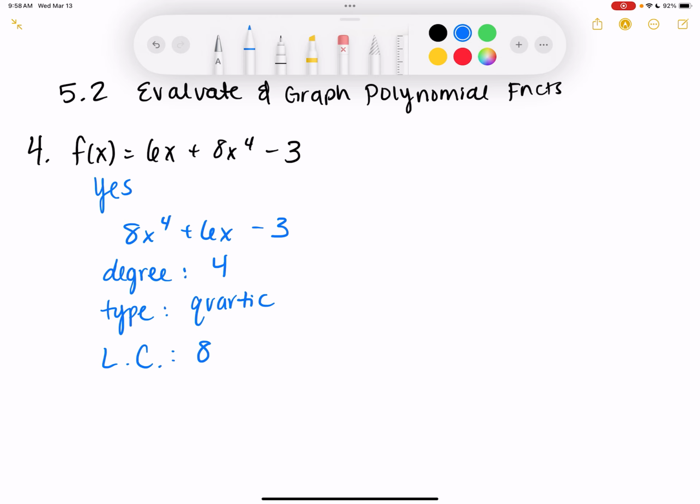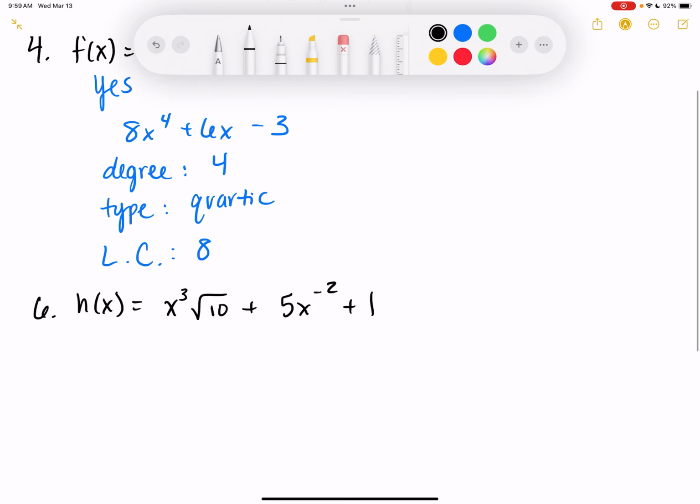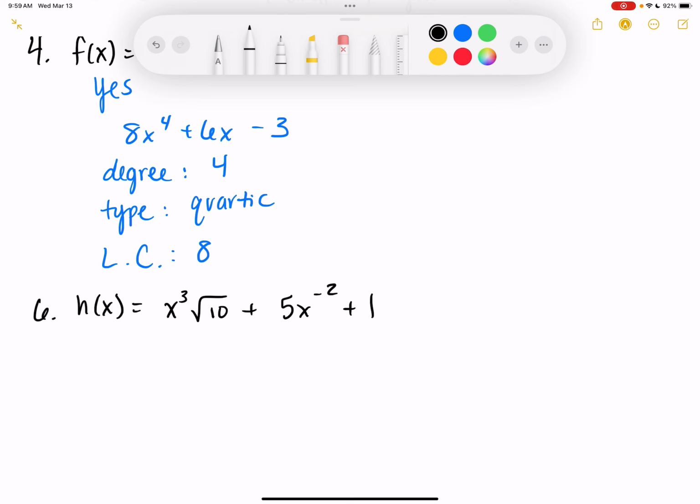Six. Same instructions. H of x is equal to x cubed times the square root of 10 plus 5x to the negative 2 plus 1. Is this one polynomial? Why not? Correct. No, because we have a negative exponent.